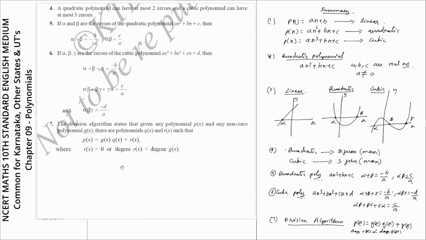And last, the division algorithm for any polynomial p of x is given by p of x is equal to g of x into q of x plus r of x, where q of x is the quotient, r of x is the remainder, and g of x is the divisor, and the degree of r of x is always less than the degree of g of x. And that completes this chapter.